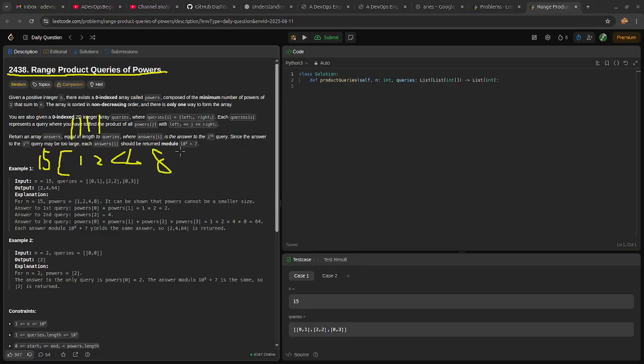1, 2, 4, 8, which is based on the bit of 0 or 1 in their binary number. And the second thing is we want to get the range product of this array.